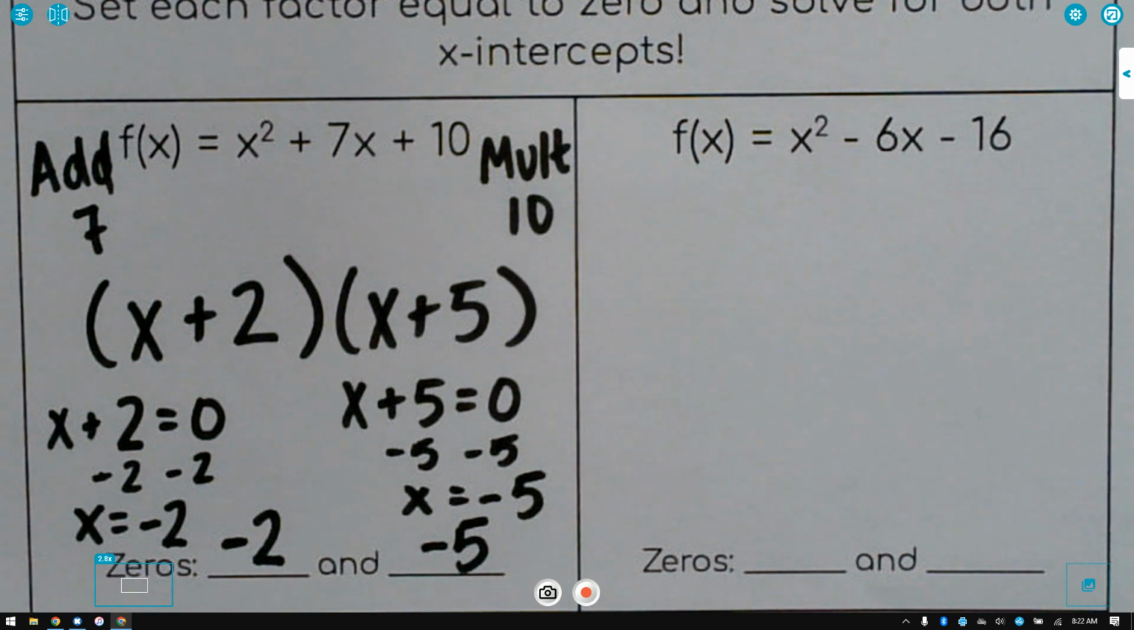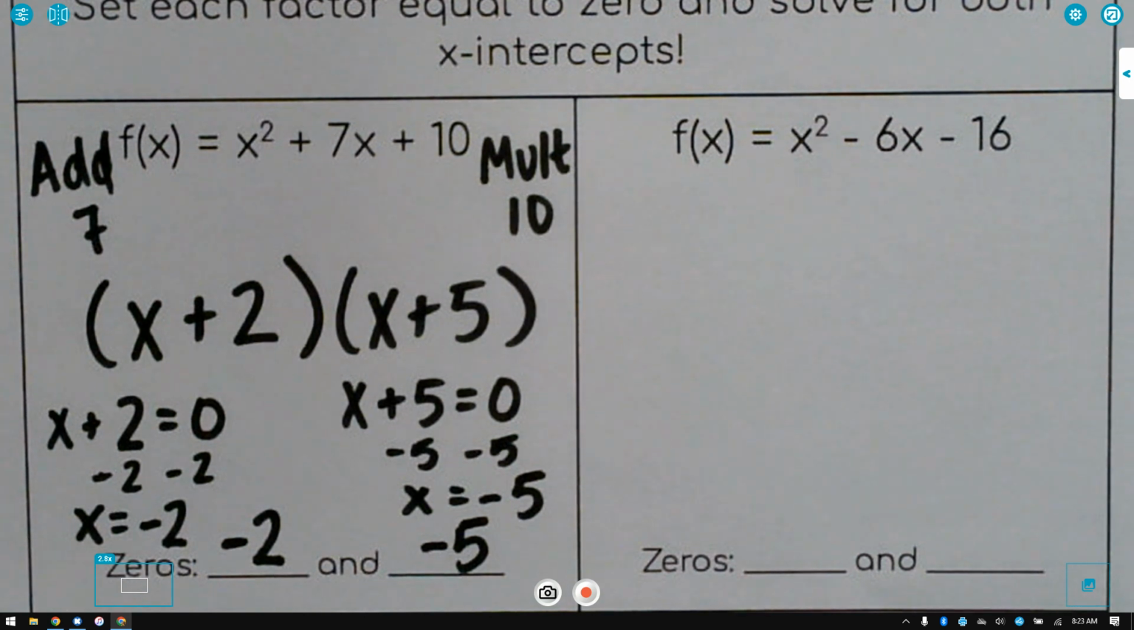That's it. So you factor, you set each of your factors equal to 0, and you solve each of them for x. When we have negatives involved, it's going to be a little bit more work on finding your factors. So let's look at that next one.